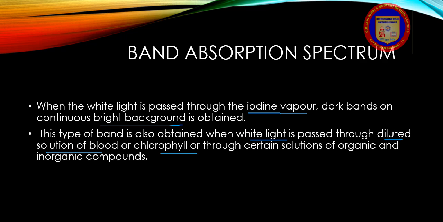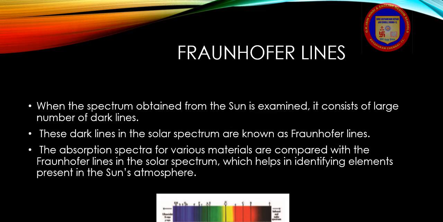Next is Fraunhofer lines. The diagram shows the spectrum obtained from the sun. It consists of a large number of dark lines, that is, a line absorption spectrum. These dark lines in the solar spectrum are known as Fraunhofer lines. The absorption spectra for various materials are compared with the Fraunhofer lines in the solar spectrum, which helps in identifying elements present in the sun's atmosphere.